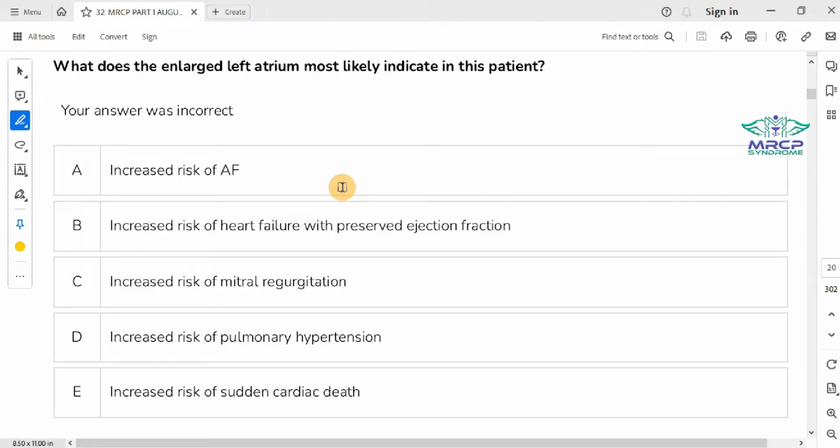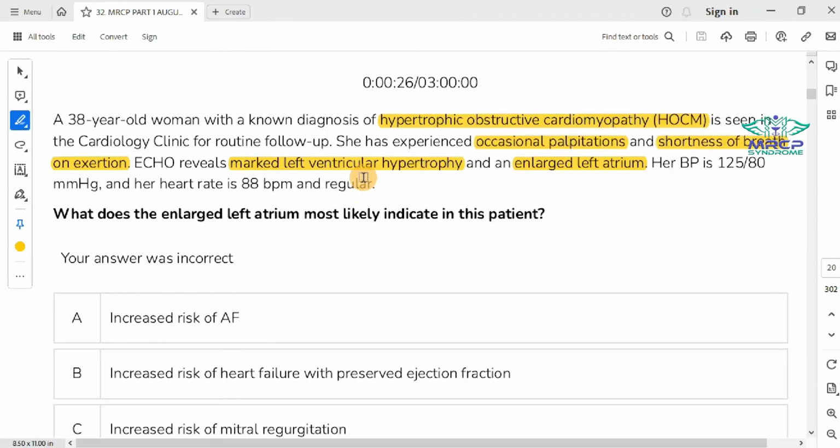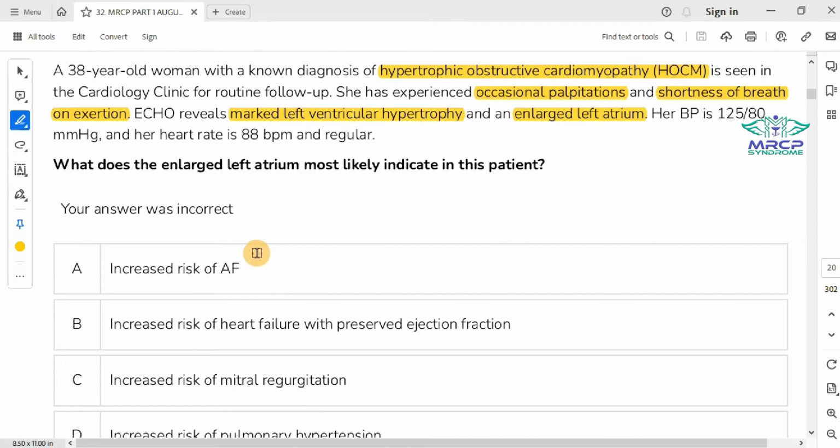Increased risk of AF. Yes, very good. There would be increased risk of the atrial fibrillation. So an enlarged left atrium in a patient with HCM will primarily indicate the increased risk of atrial fibrillation, usually due to the increased atrial pressure as well as the volume overload.